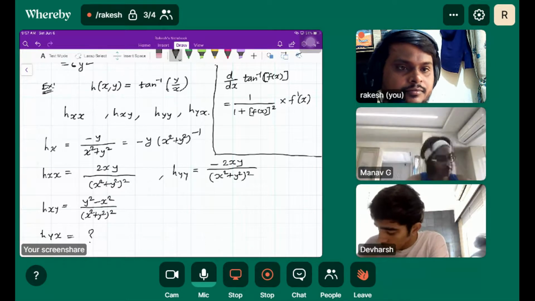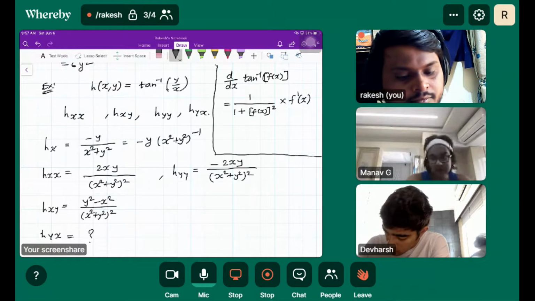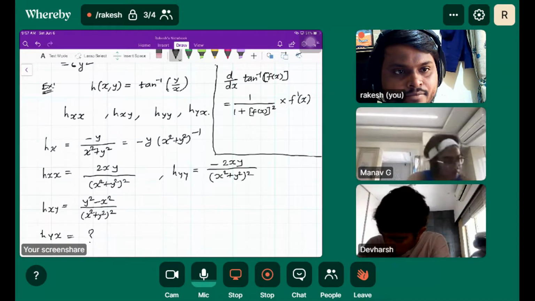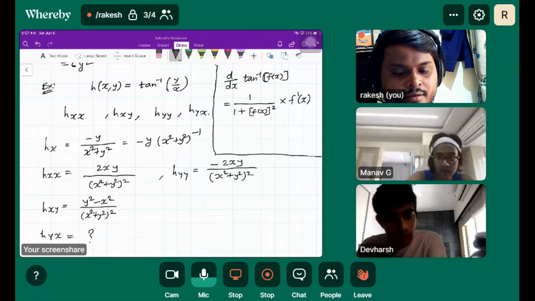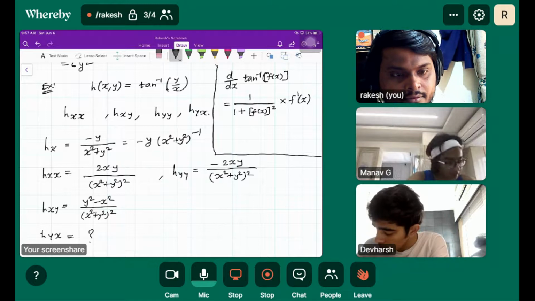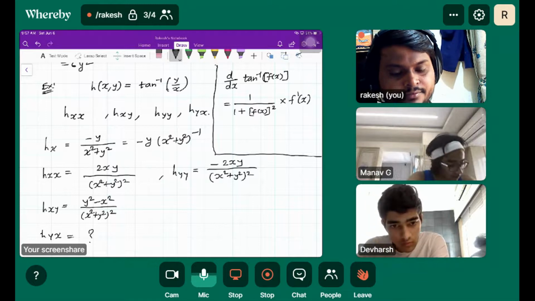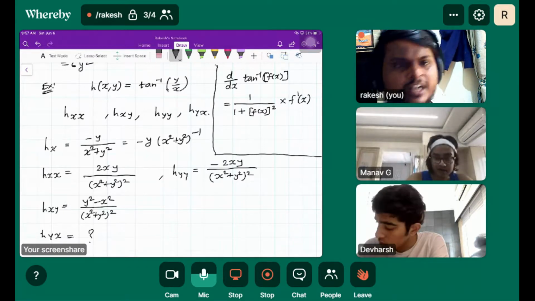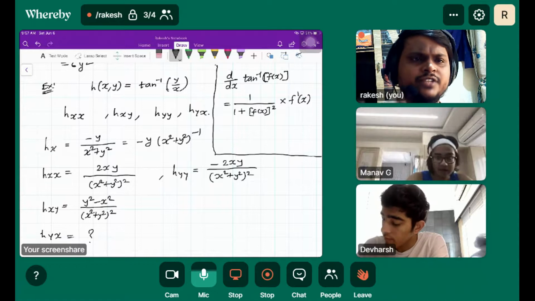When in the denominator we get y over x squared, do we apply the square only to the x part or to the whole fraction? For hx we get 1 over 1 plus y over x squared. Is it y over x, or is it y square over x square?